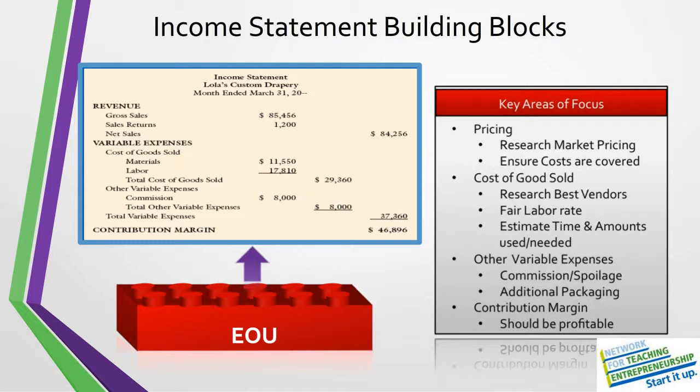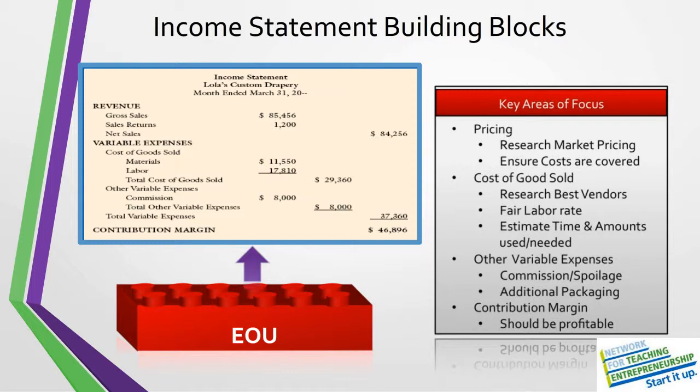3rd, she needs to consider other variable expenses. Lola here is paying somebody a commission, so she may be having someone help her sell her products. Commission is a great way to help manage expenses because it's variable. That means that people only make money when they make sales.